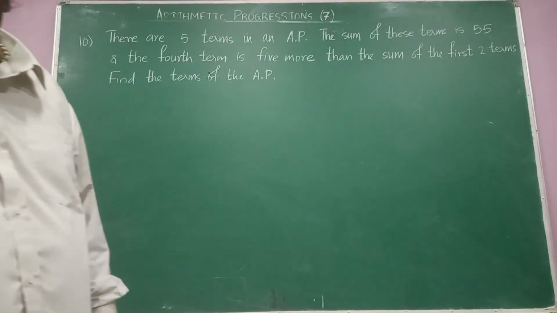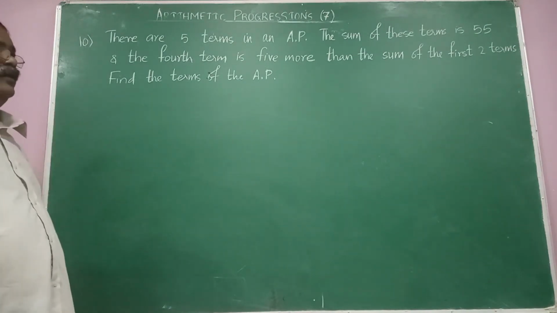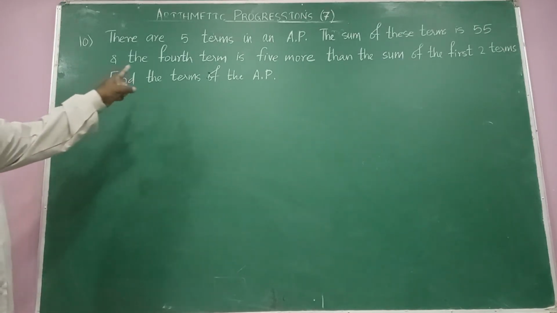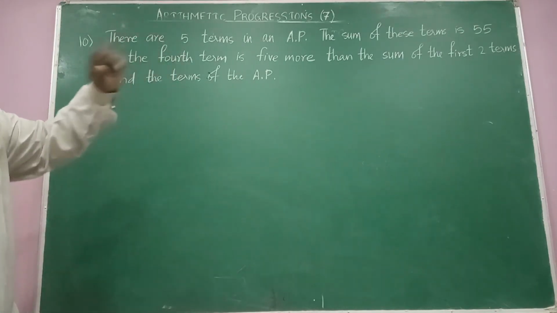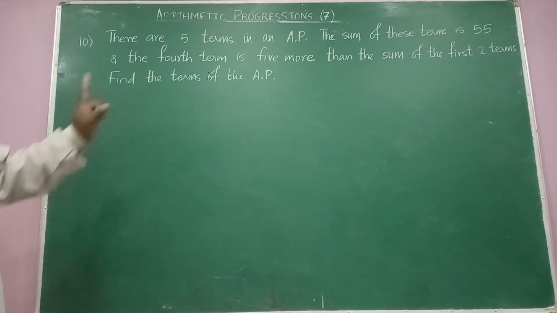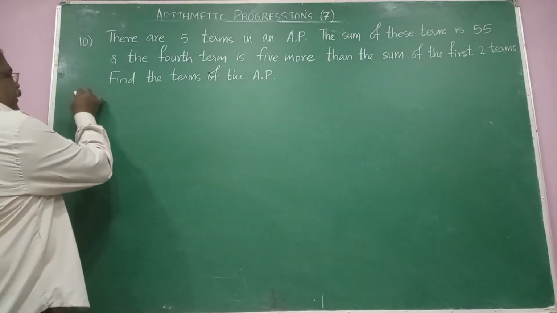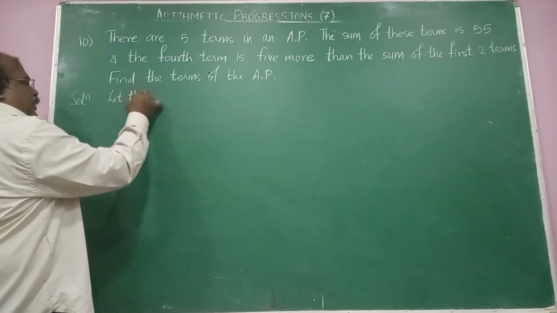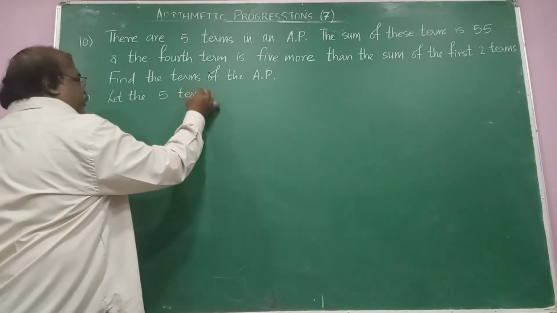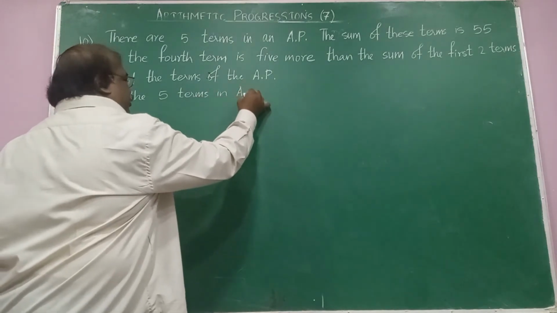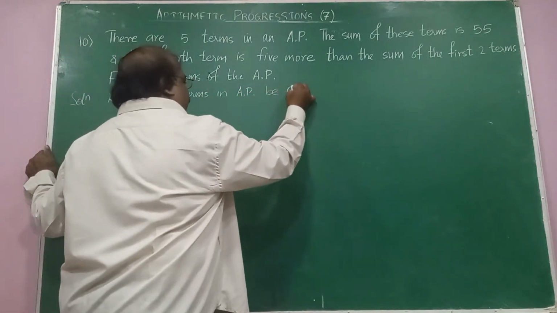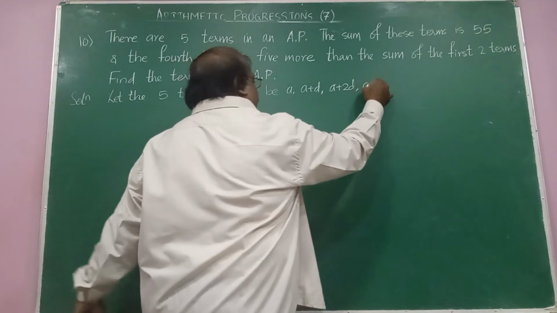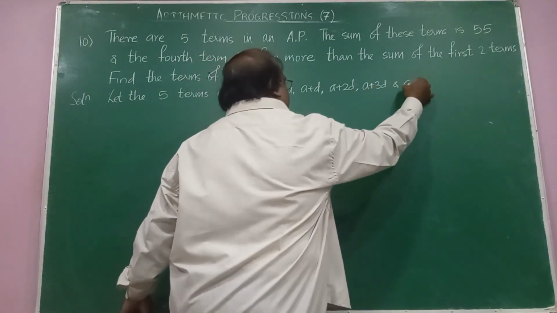Let's see what is given to you in the sum. There are 5 terms in an AP. The sum of these terms is 55 and the fourth term is 5 more than the sum of the first two terms. First step, let us assume the 5 numbers. Let the 5 terms in AP be a, a plus d, a plus 2d, a plus 3d and a plus 4d.